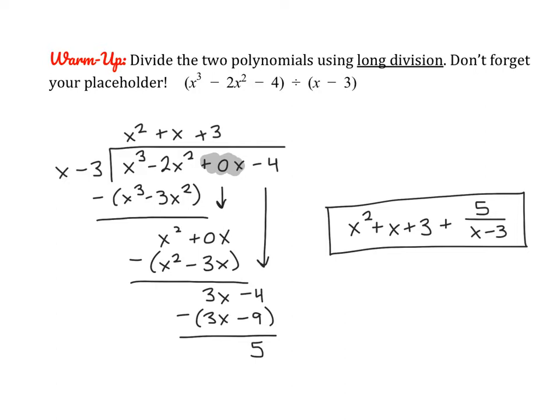And then our final answer should be x squared plus x plus 3. And then this is our remainder, so plus 5 over whatever we divided by, x minus 3.